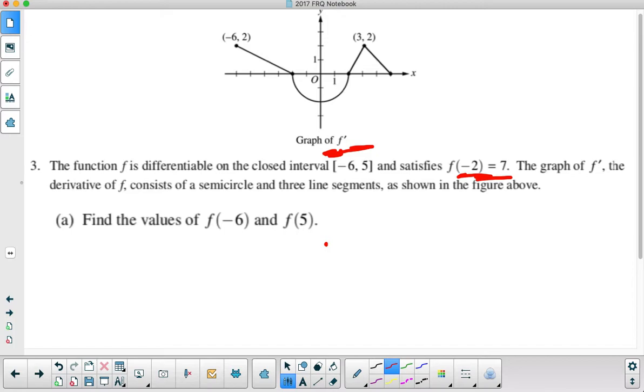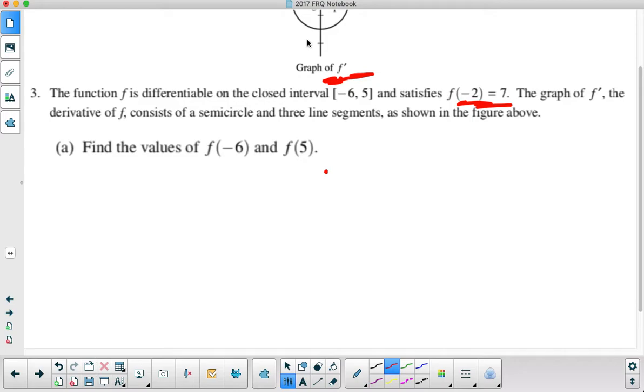We have a line segment here, a semicircle, and then two line segments here at the end. So three line segments and a semicircle. We're trying to find the value of f of -6 and f of 5. To start this off, for f of -6, we need to look at the integral from -2 to -6. The reason is, first of all, we're trying to find f of -6, and we already know f of -2 because we were given that in the original problem.